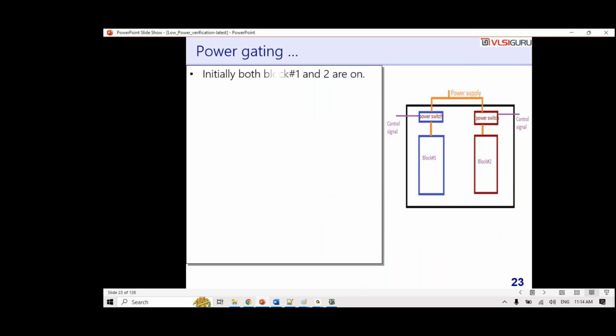Next. Initially, both block one and block two are on. Later, for specific requirements, where does the specific requirement come from? It comes from the application level only. When we say application level, the drivers running on top of my hardware, the embedded firmware, will be monitoring things, and they will generate some kind of register programming from the processor to the individual power management units.